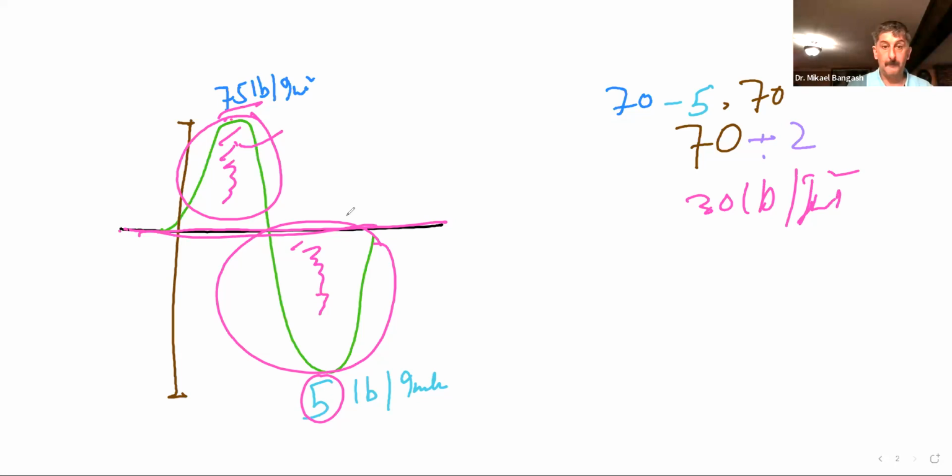But had they asked what is the average value here, the average value here would have been, sorry, a total of 35 pounds per inch square. That would have been our average value.